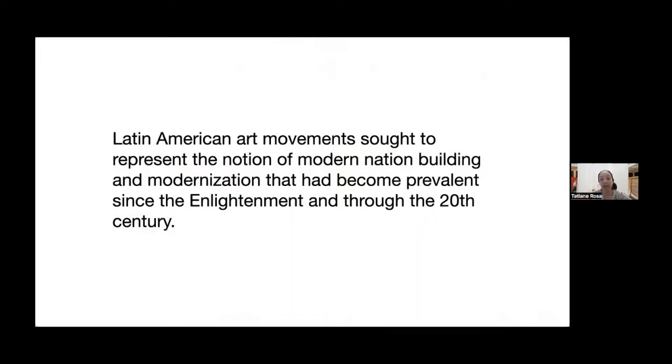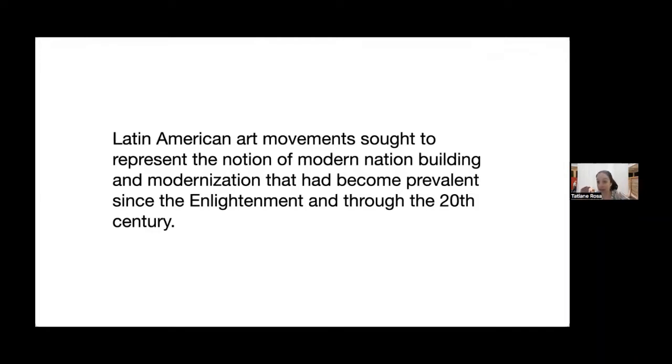So this is always a contradiction, right, because colonial invasion devastated the native peoples and the native cultures of these countries. So this was a social problem. But these nations also wanted to talk about modernization and to catch up with the US and Europe. So it was always two different, combative ways of thinking about a nation and how you become a modern nation.